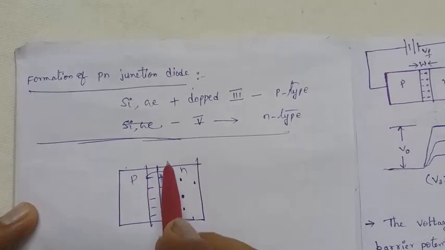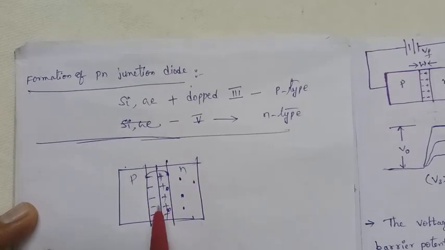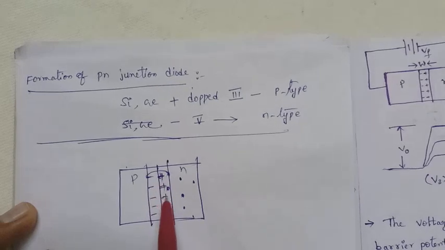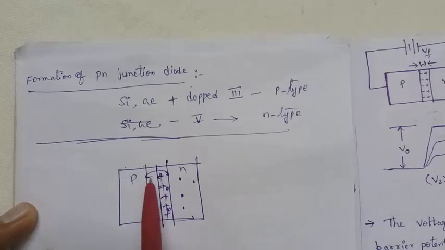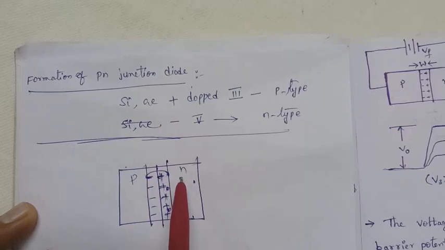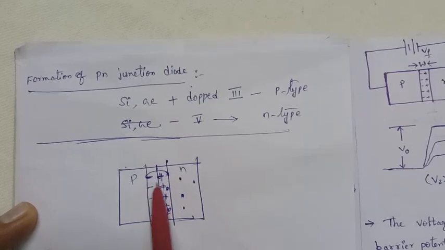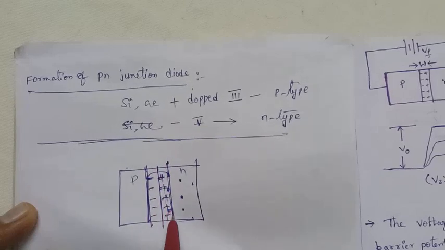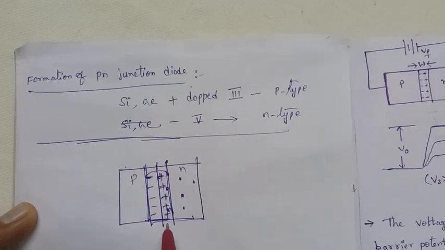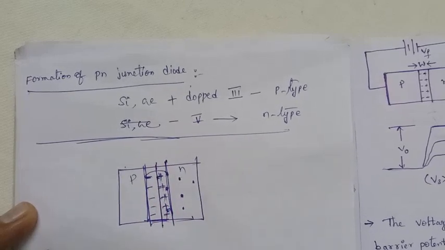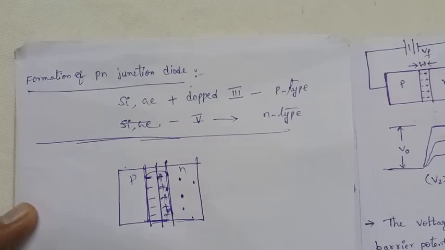So we get the depletion region due to the majority charge carriers. By losing electrons, the positive layer is formed, and by gaining electrons, the negative layer is formed. Holes diffuse from P to N and electrons diffuse from N to P, and we get the depletion region. This depletion region is formed due to the majority charge carriers, as you already learned in the previous topic.